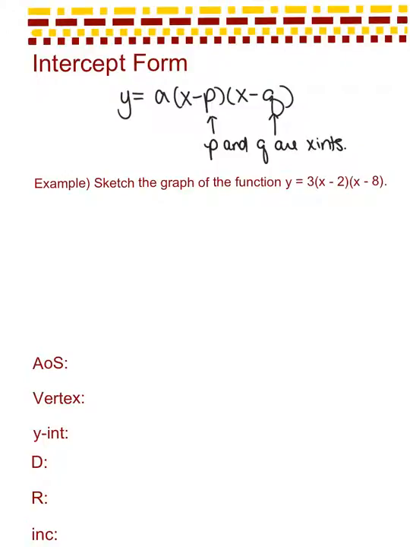This a here is a constant out front. So a is just a number in the real number set. And again, a is going to tell you if it's opening up or down. So if your a value is greater than 0, it'll open up. And if a is less than 0, your parabola will open down. So here we have an example.